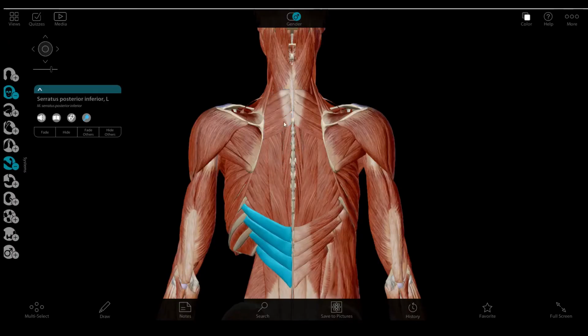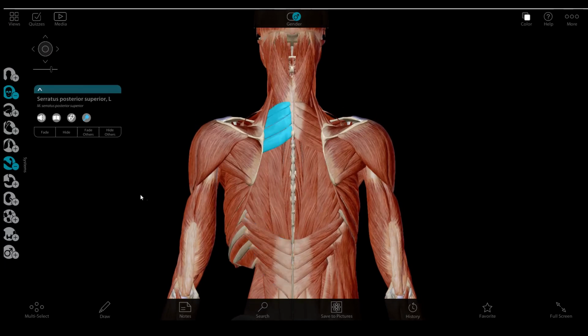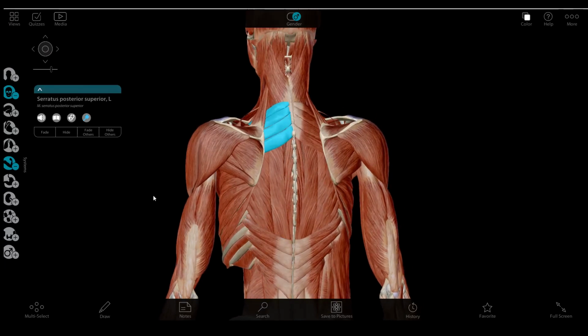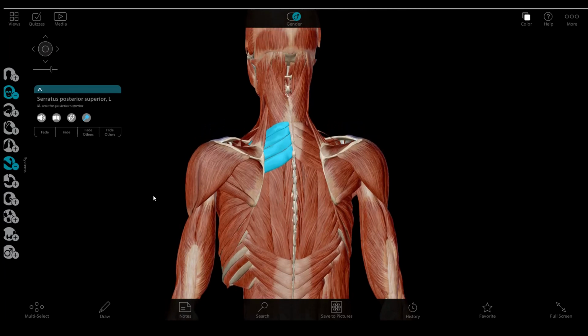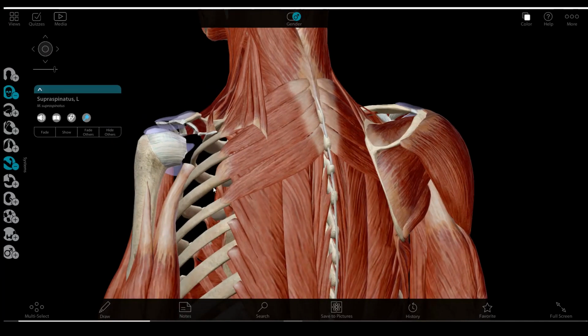These two are serratus muscles. This is the serratus posterior superior. It originates from lower portion of the ligamentum nuchae, spinous process of C7 to T3, and they insert here to upper border of rib 2 to 5, just lateral to their angles.